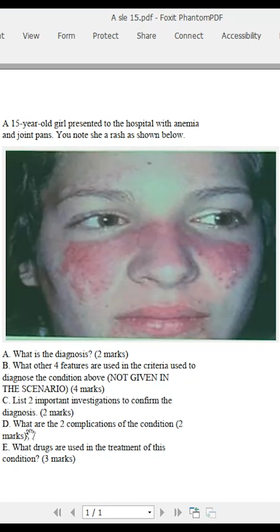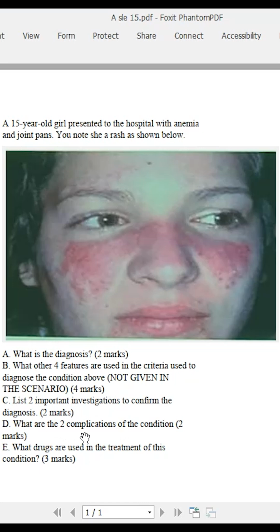These two important investigations to confirm the diagnosis. Remember that when we're dealing with SLE, we want to start by doing ANA, anti-nuclear antibodies. ANA is highly sensitive, but it is not specific. So multiple conditions are also going to have a positive ANA. Conditions like rheumatoid arthritis, scleroderma, and so forth and so on. So we start by ANA, and we can do anti-Smith or anti-double-stranded DNA. Those would be two important investigations. So you can choose either one of the two, anti-Smith or anti-double-stranded DNA, but ANA also has to be there.